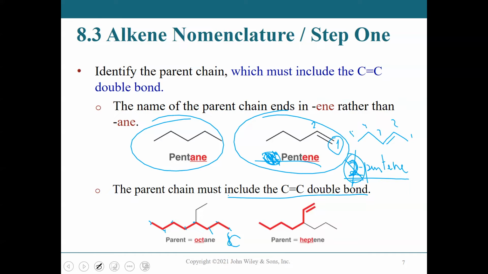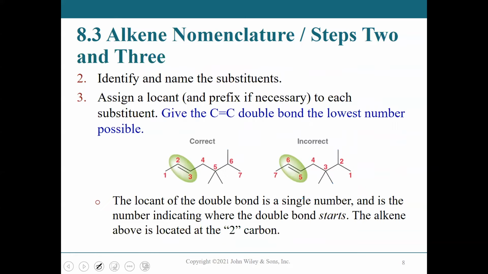But does this longest continuous chain contain the alkene? No. But my longest continuous chain with the alkene will be 1, 2, 3, 4, 5, 6, 7. 7 wins over 8. Why? Because it contains the double bond. You always have to choose the longest continuous chain that has the double bond. What if I have 2 double bonds? Is it a compound that can have 2 double bonds? Yes. So make sure that your longest continuous chain contains both double bonds. There are very few cases where we have 2 double bonds, but it is doable.